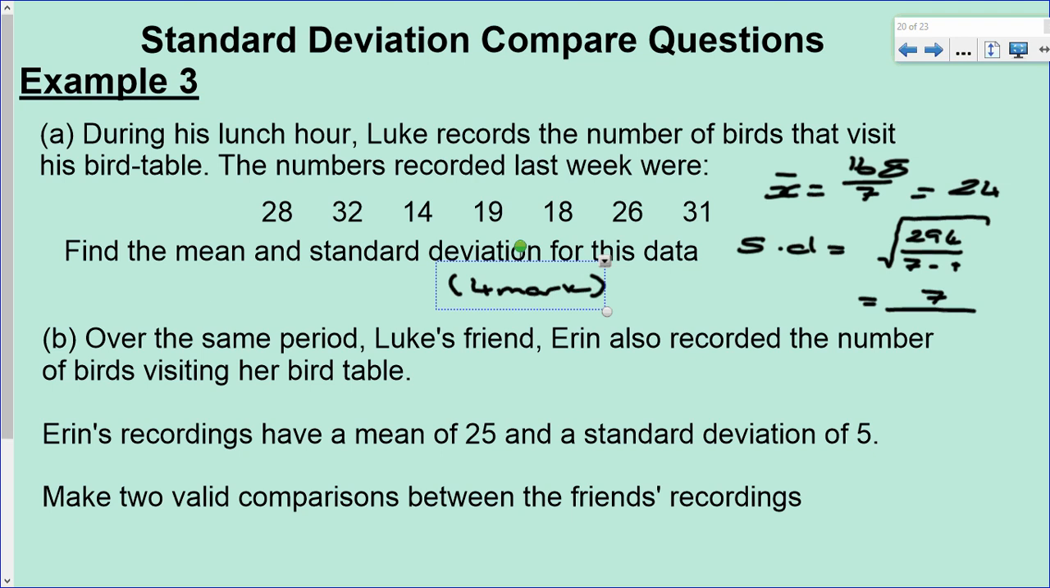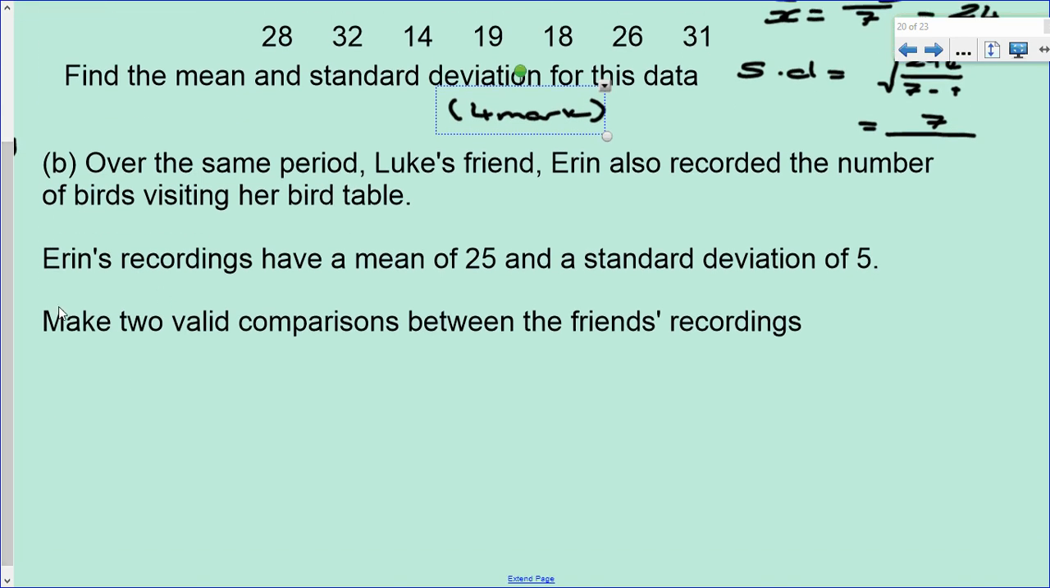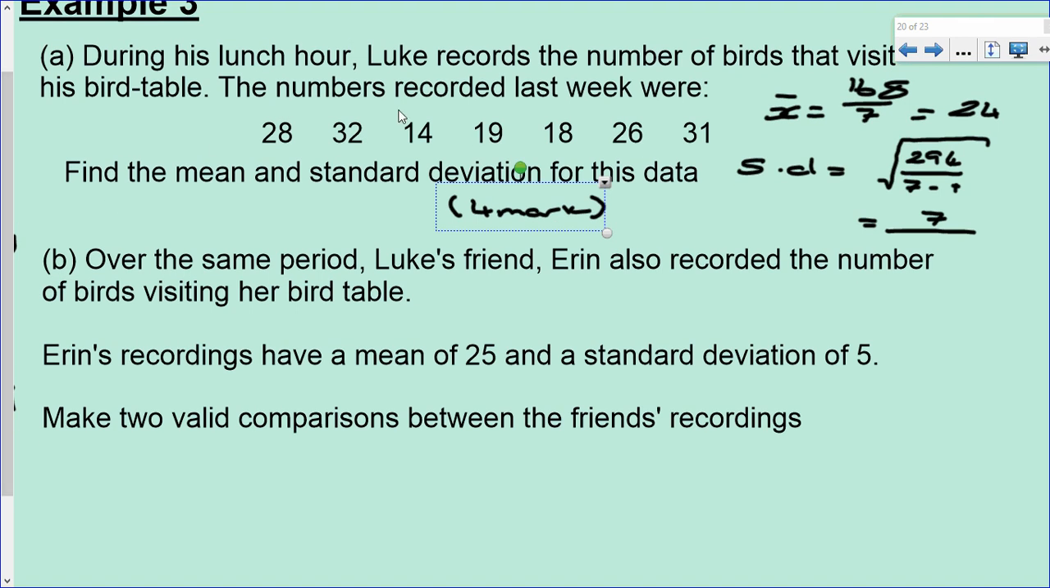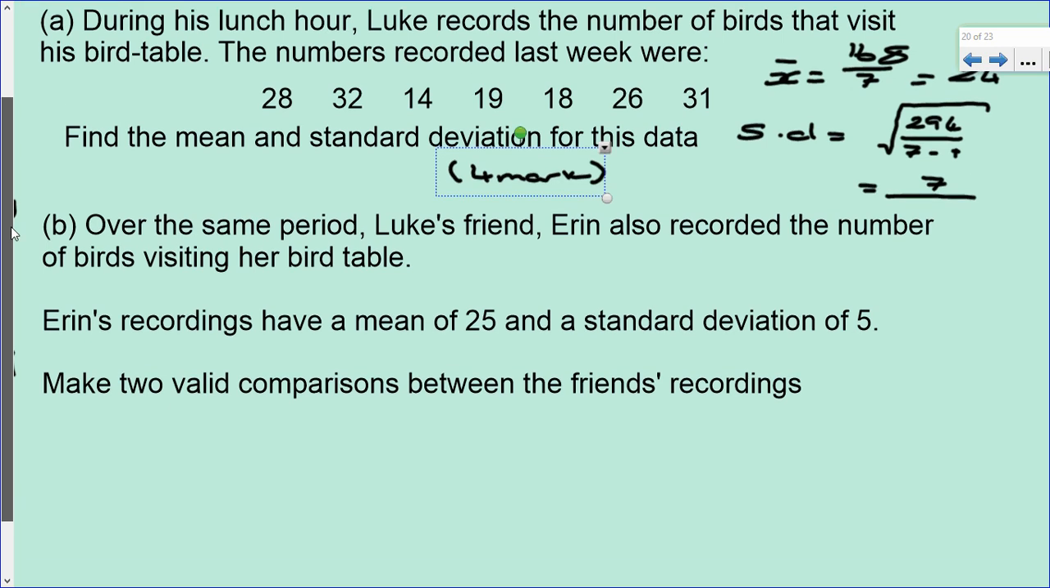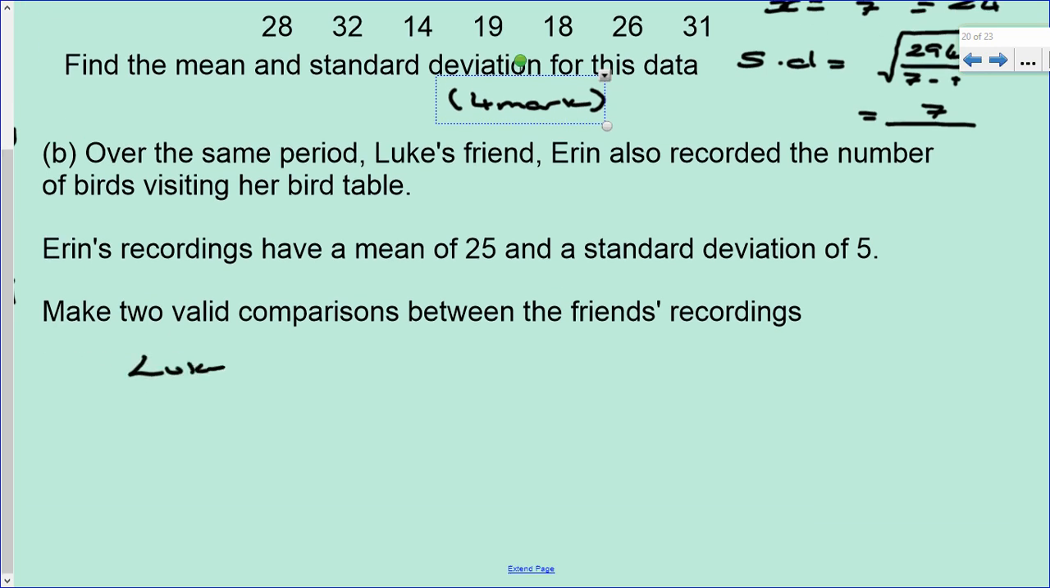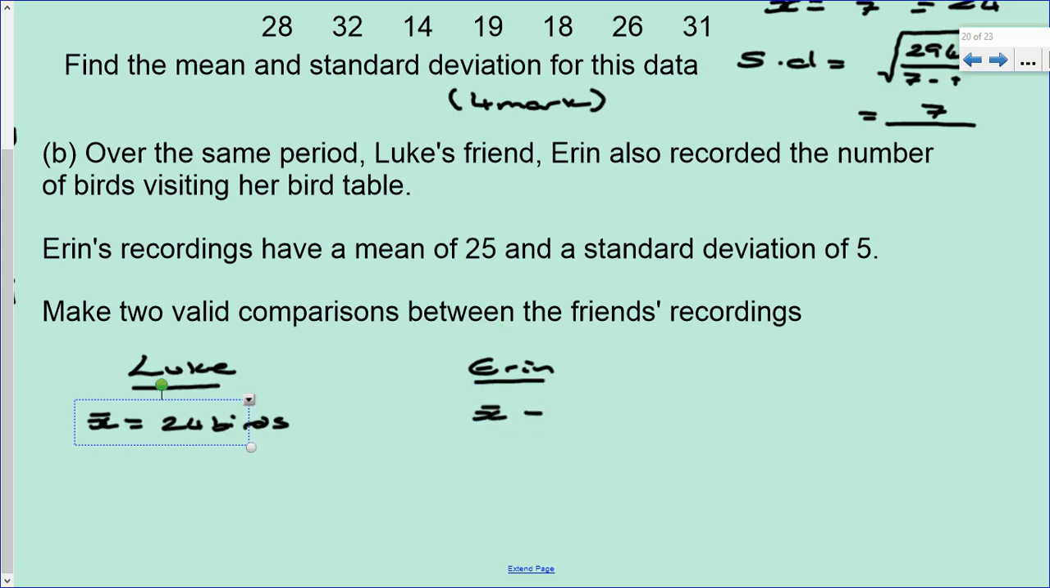Exactly 7. Right, so part B, this is where I want us to practice. So when we were looking at part A, it's talking about during the lunch hour, the number of birds that visit a bird table. So we have Luke and we have Erin. So the first thing I'm going to do, I like to write down these actual numbers as comparisons. I think it makes it slightly easier. So X bar for Luke was 24 birds. And X bar for Erin, she had a mean of 25. And then Luke's standard deviation, we worked it out in the starter, was 7. And Erin's standard deviation was 5.